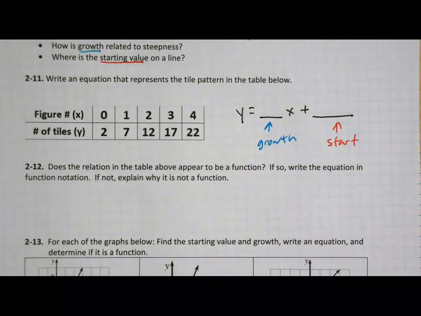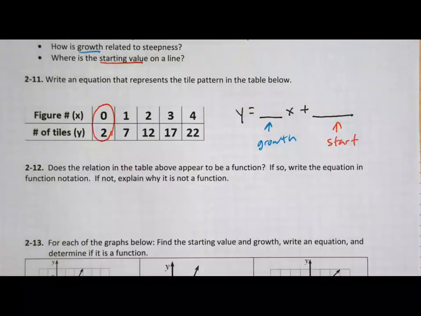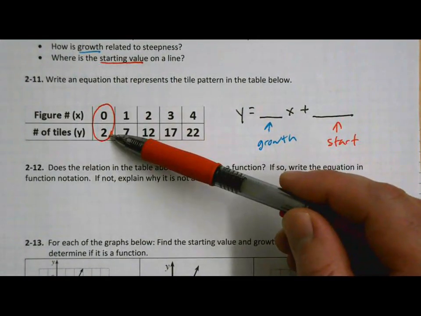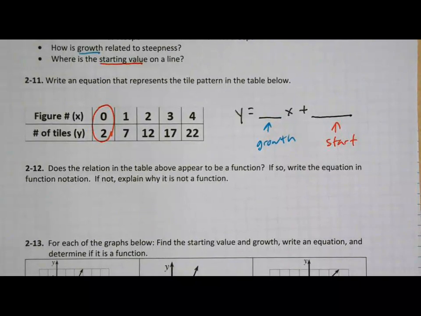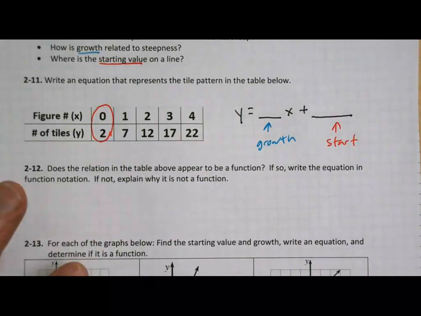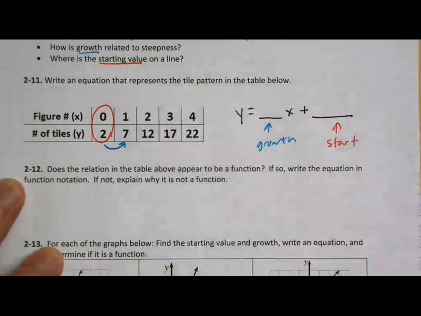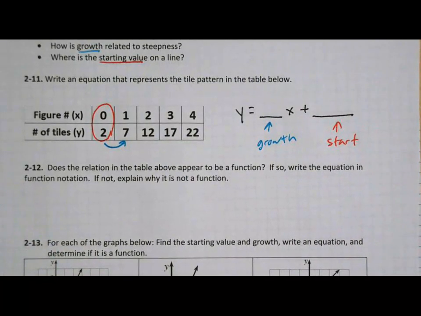All right, here's my last hint for you. When we're looking at a table, we can spot the starting value by looking for 0 in the x value. When x is 0, that y value is always going to be our starting value. In a table, we can spot the growth by looking at how much the y value is changing each time.